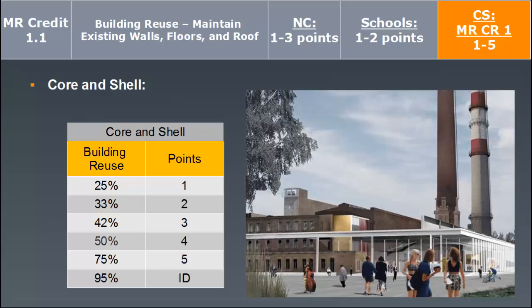For core and shell, there's more points available. Building reuse, 25% gets you 1 point, 33% gets you 2 points, 42% gets you 3 points, 50% gets you 4 points, 75% gets you 5 points, and finally, reusing 95% of the main building components can get you an exemplary performance point as well. So 6 points total. This makes it the third most heavily weighted credit for core and shell projects.